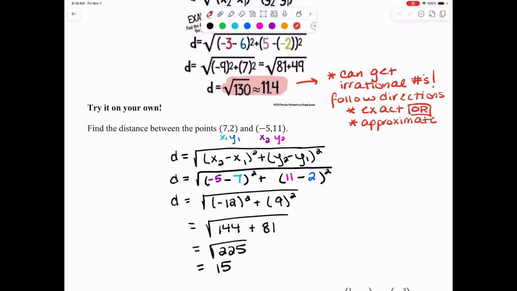Keep that negative 12 in parentheses. 11 subtract 2 is 9. Negative 12 in parentheses squared is 144. You should not have gotten negative. If you got a negative 144, you didn't put the parentheses. 9 squared is 81. 144 and 81 is 225. So you get a nice perfect square, so it's going to be a nice rational number. Square root of 225 is 15.